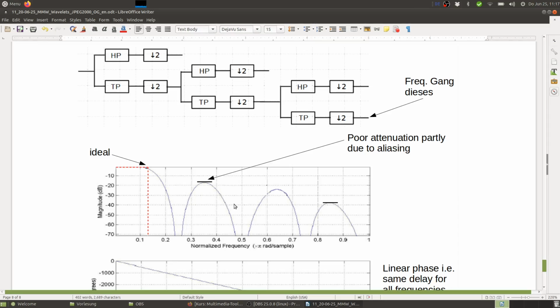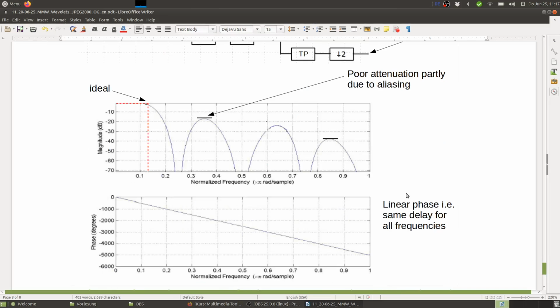Then we have a fairly wide transition band, which was to be expected. But now we are also getting those peaks here, right, which is not so good. Right, so we get a very poor attenuation, and this is a combination of the magnitude response of the 2-band filter and also from aliasing. So that reduces our compression, because that means that frequencies that appear here also appear in the higher subbands.